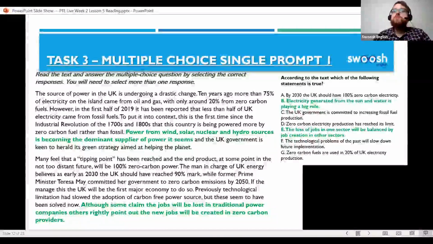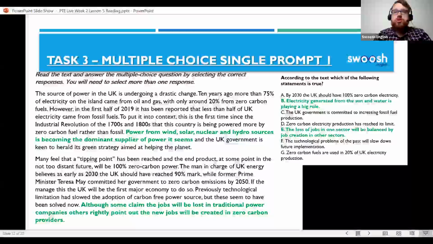The loss of jobs in one sector will be balanced by job creation in other sectors. The last sentences of the passage back that up: although some claim the jobs will be lost in traditional power companies, others rightly point out that new jobs will be created in zero carbon providers. So we talk about the loss of jobs and the creation of new jobs in other sectors, that sector being zero carbon providers.